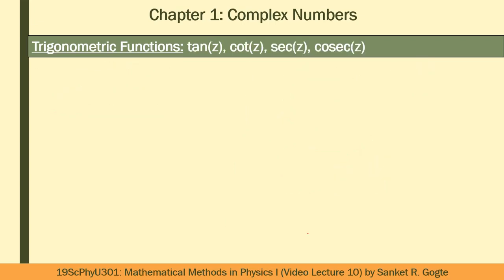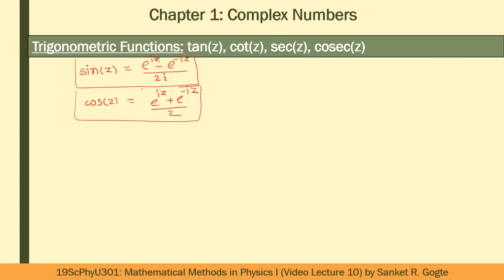In previous two slides, what we have done is we have defined sin z and we have defined cos z by using Euler's formula. Sin z is e to the power iz minus e to the power minus iz divided by 2i, and cos z is e to the power iz plus e to the power minus iz divided by 2. So this is how we define sine and this is how we define cos.